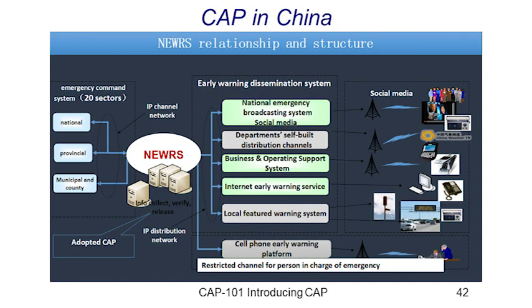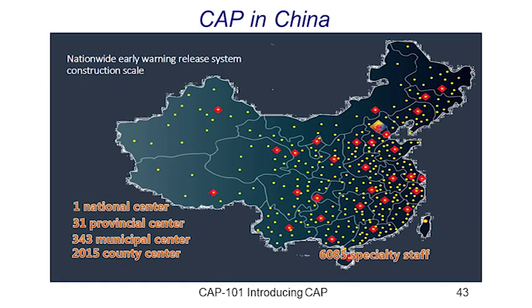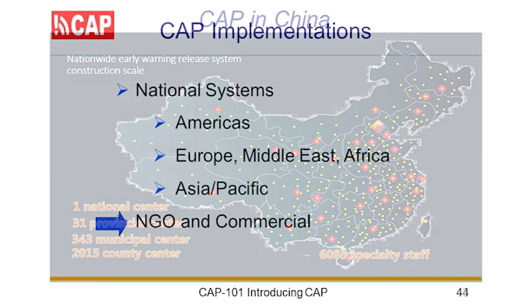I want to talk a little bit, though, about CAP in China. And that's because, as far as I know, it's the world's largest CAP implementation. It's called the National Early Warning Release System, NEWRS. It gathers information from emergency command sectors and disseminates that information to the public and emergency management personnel throughout all of China. They have one national center, 31 provincial, 343 municipal, and 2015 county-level centers. I believe they call them cantons.